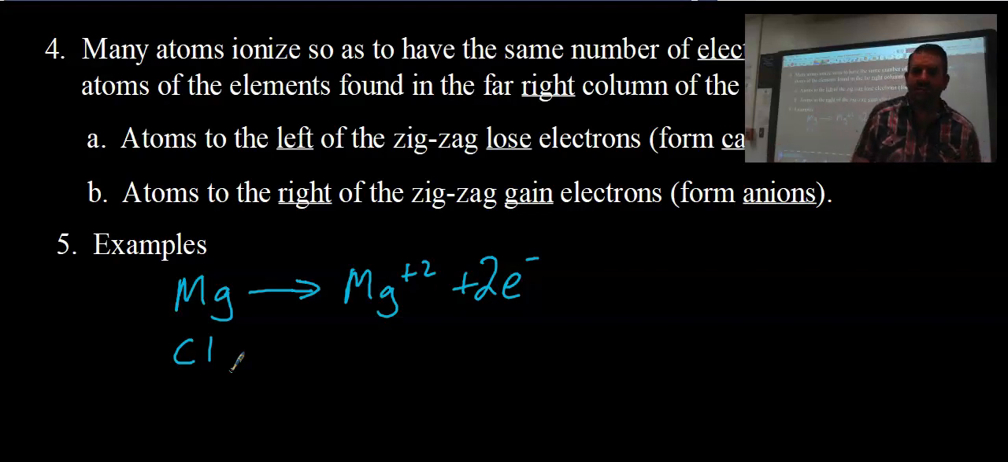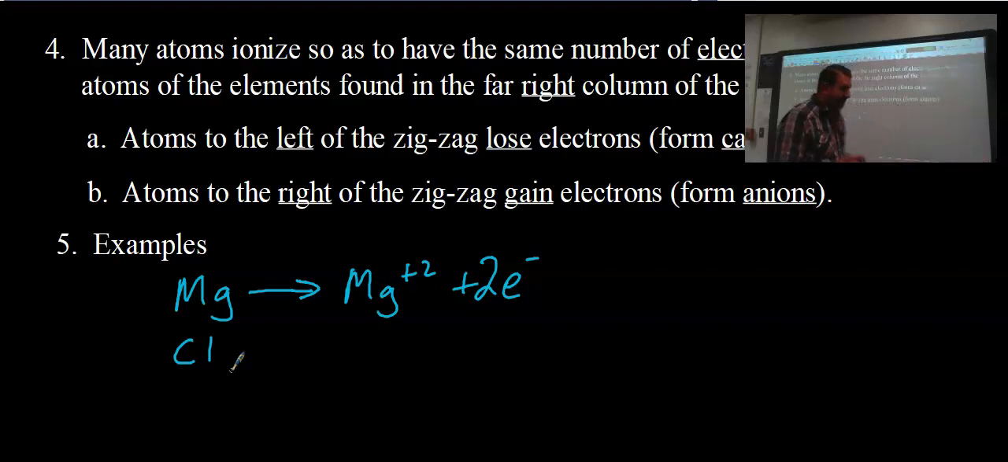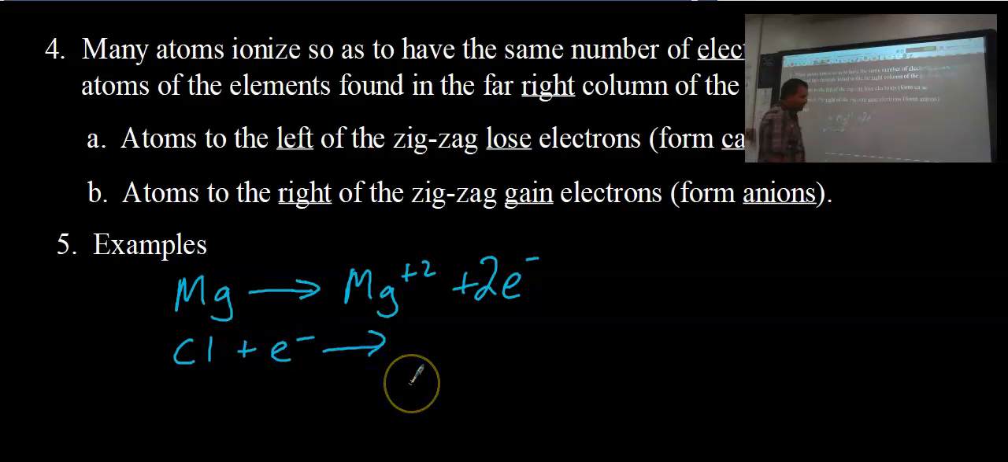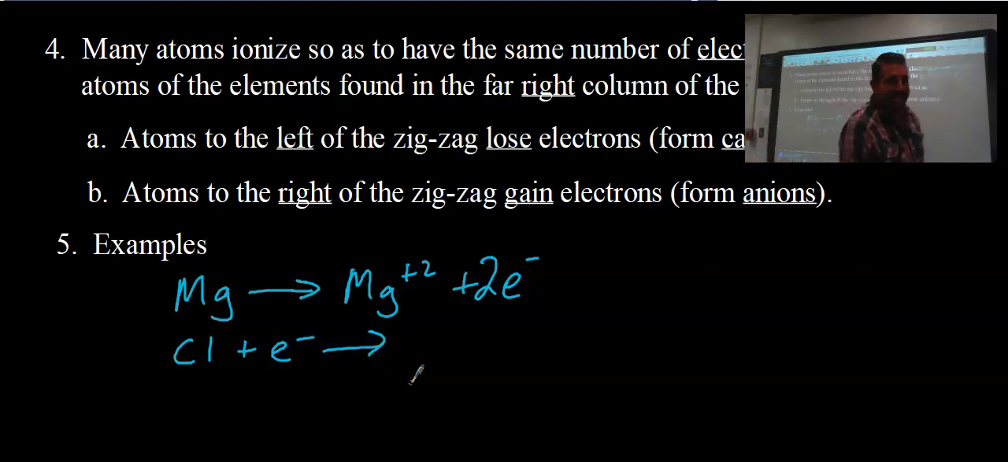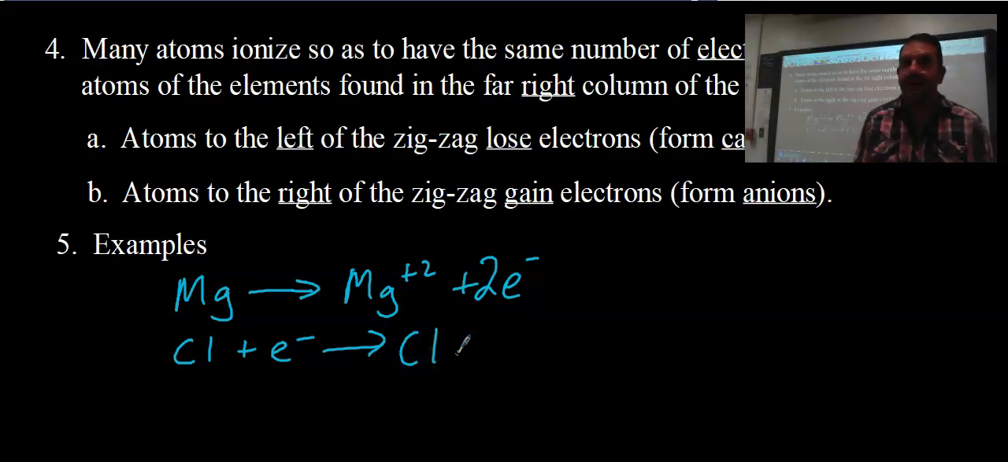How can chlorine become like argon? Well, it needs to gain 1 electron. So this time, when an atom gains electrons, the electron or electrons that are gained are shown on the left side of the equation. So the neutral atom chlorine wants to gain 1 electron, and when it does so, it will form an ion that has how many protons?